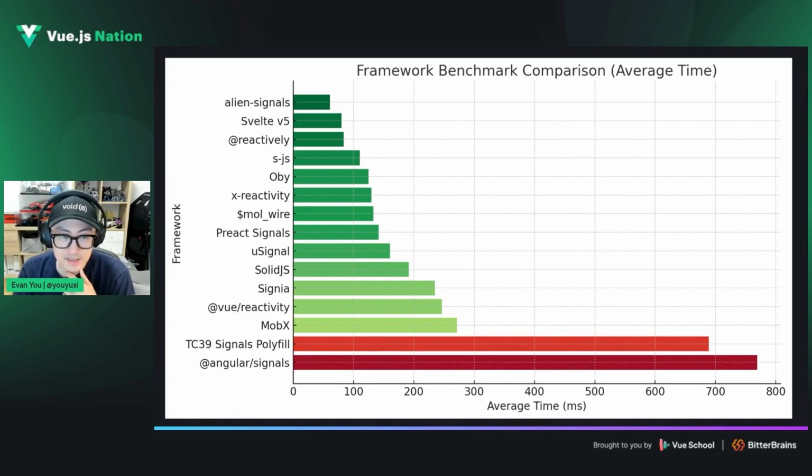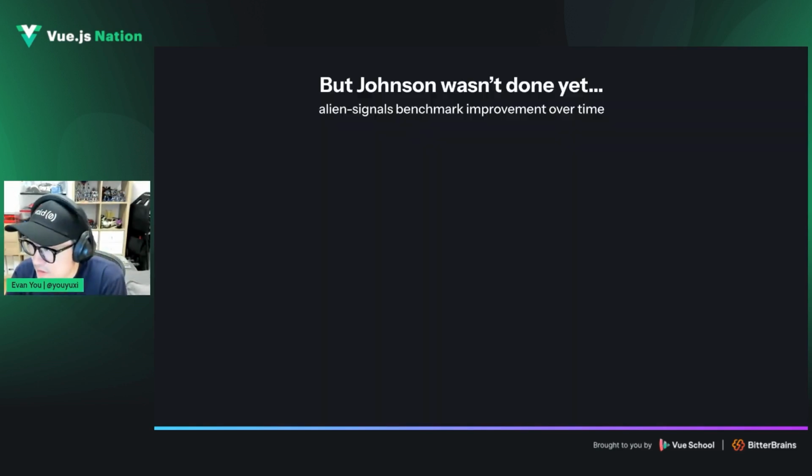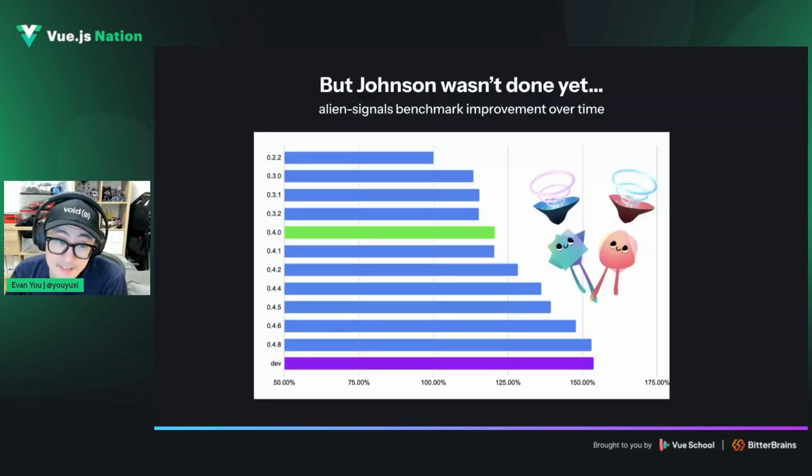Which is why Johnson later on implemented a signals polyfill based on alien signals to help with the standardization process. But it turns out he wasn't done yet. Johnson kept on improving alien signals. 0.4.4 was the point where we first merged into Vue's development branch, the minor development branch for 3.6. So it is not live in production in 3.5 yet, right?